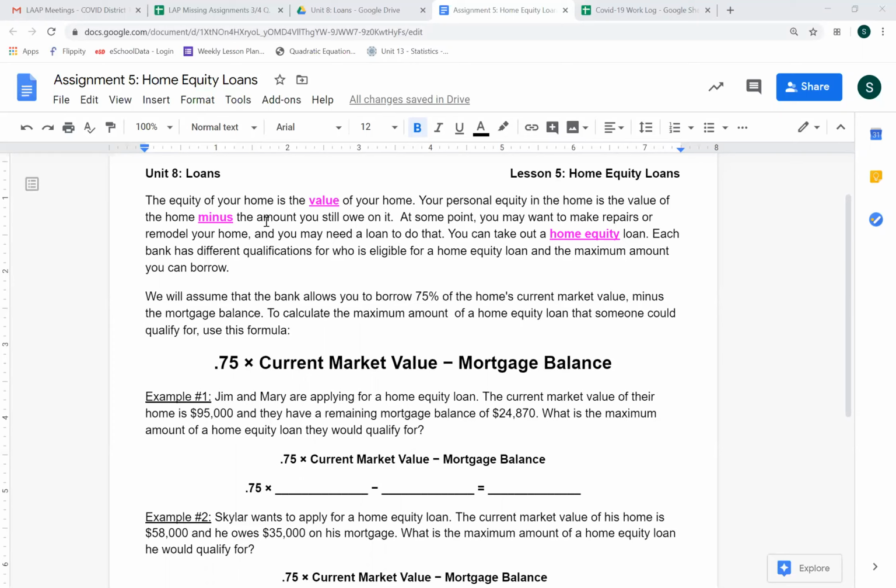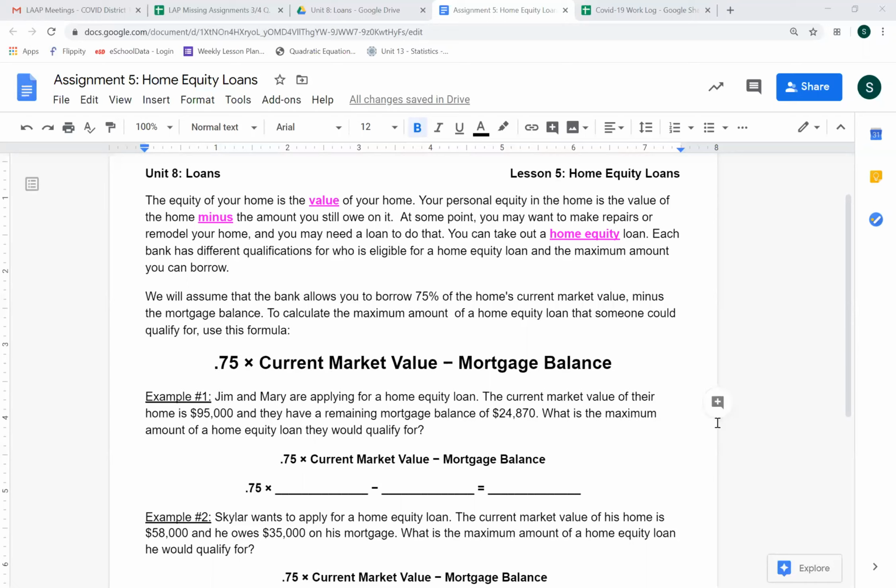Each bank has different requirements and qualifications for eligibility for a home equity loan. So we're going to assume that the bank will allow you to borrow 75% of your home's current market value. To calculate the maximum amount of a home equity loan someone could qualify for, we're going to use this formula: 0.75, or 75%, times the current market value, minus your mortgage balance.